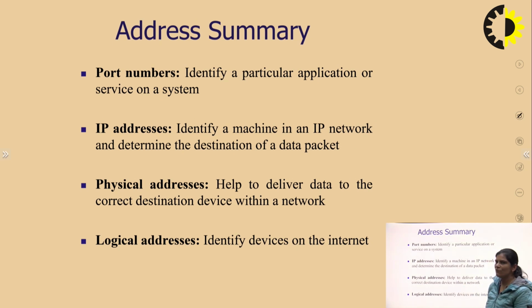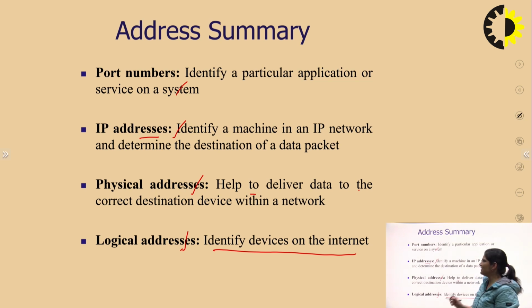So this is the summary of all these addresses. Physical addresses are provided for the data link layer, and logical addresses are provided for the network layer: the IP address, then the port number. First is the physical address, then the logical address or IP address, then the port address. Now the logical address identifies devices on the internet. The physical address is used to deliver data to the correct destination device within a network. The IP address identifies a machine in an IP network and determines the destination of a data packet, and the port number identifies a particular application or server on a system.